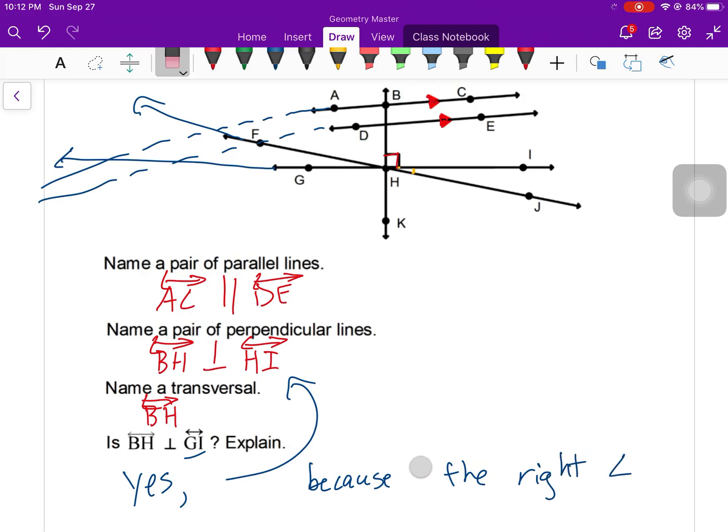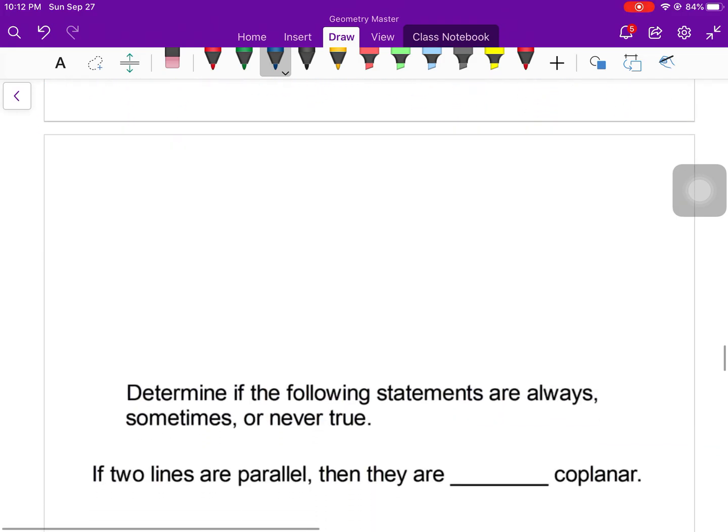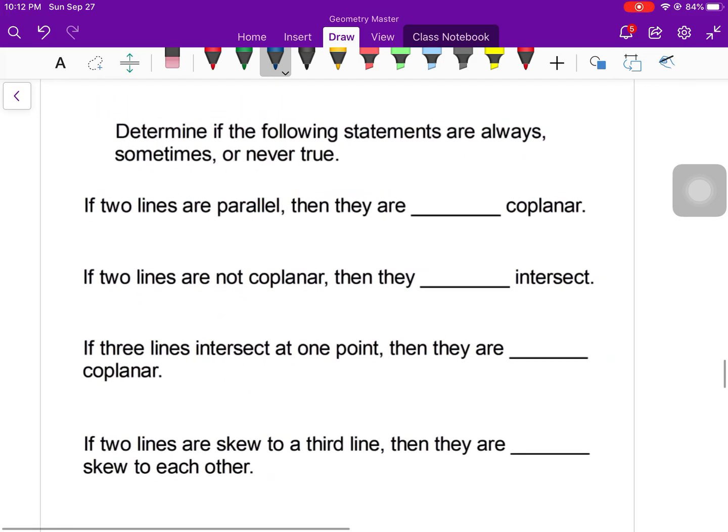I'm going to space that out a little bit better. There we go. Now we want to determine if the following statements are always, sometimes, or never true. So if two lines are parallel, then they are always coplanar.